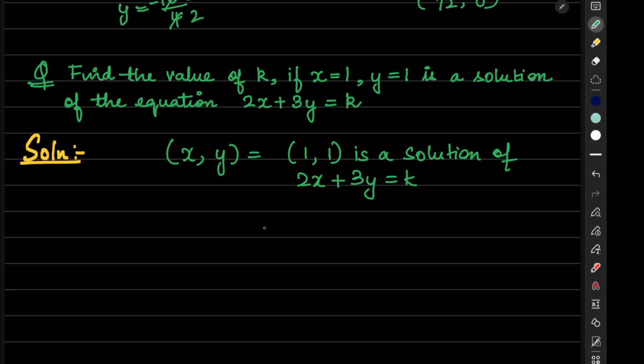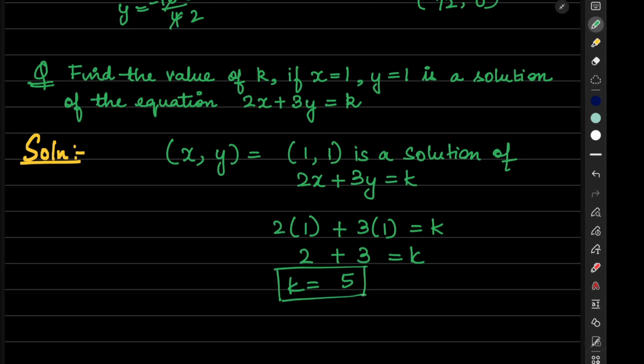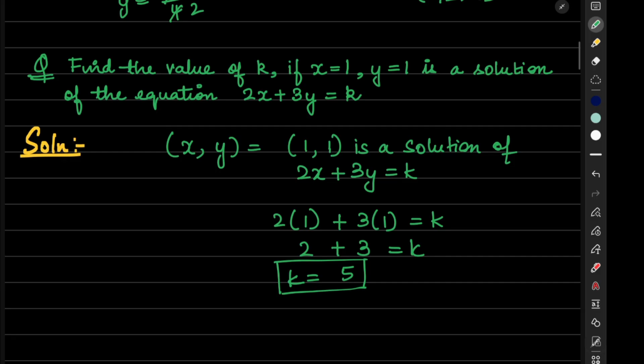Therefore you'll have to just plug in the value. So 2 into 1 plus 3 into 1 equal to k. So what will be k? 2 plus 3 equal to k. So k equal to 5. So that's the final answer. Find the value of k if x equal to 1 and y equal to 1 is a solution. One of the easiest problems. You just have to plug in the x and y value and you get the value of k.